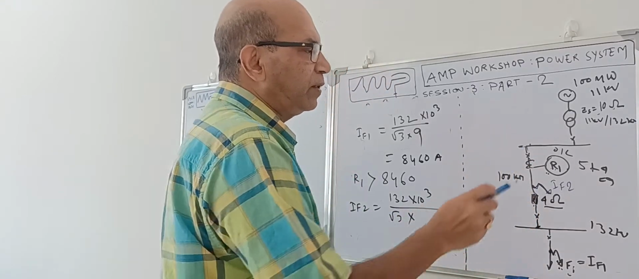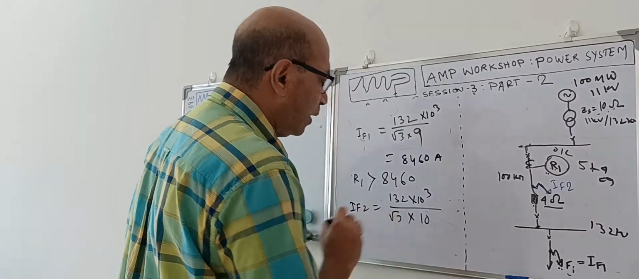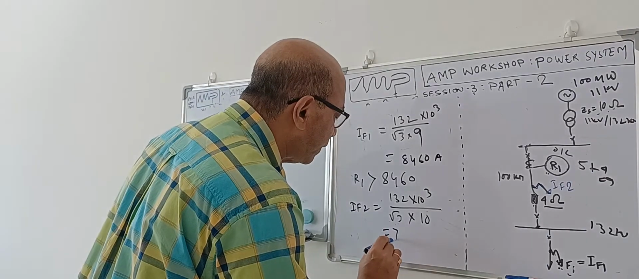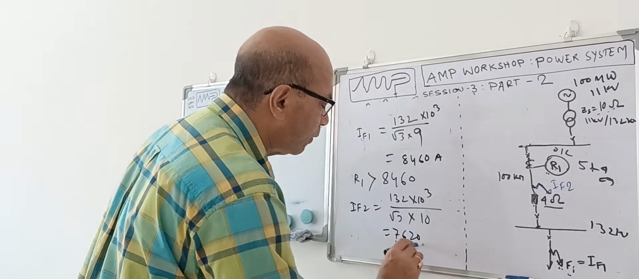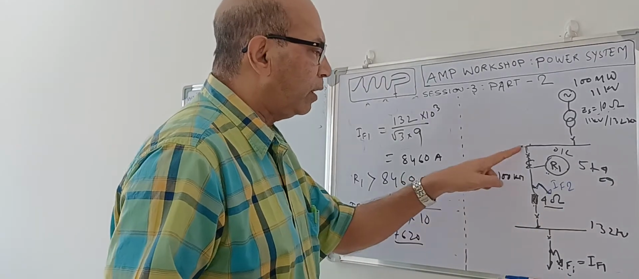So how much impedance is coming here? This 10 ohm, and no impedance over here. So it is 10. If you calculate this, it will come to approximately 7620 ampere. Here I have not included the line impedance, so it will be near to the bus.